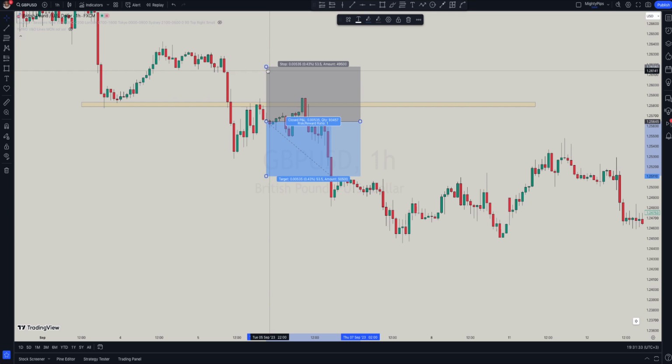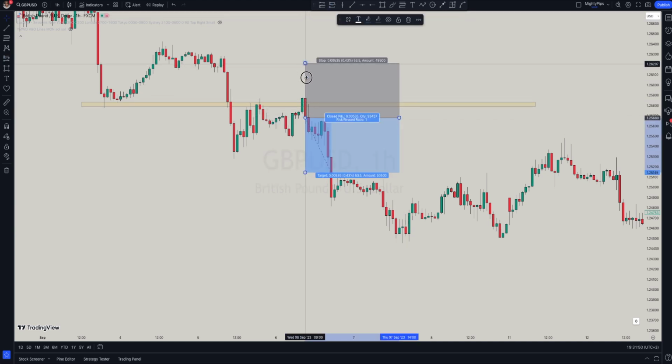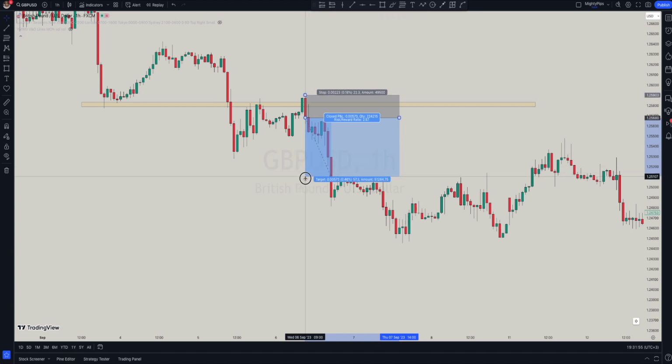You could enter from here, set your stop loss just a few pips above this, okay? A few pips above. Then you can target a 1 to 2, 1 to 3, whatever, okay? Like this. Or if you missed this entry, you can enter after this bearish engulfing here, okay? Like this, just a few pips above. Then you would still have a 1 to 2, 1 to 3 risk to reward, okay?